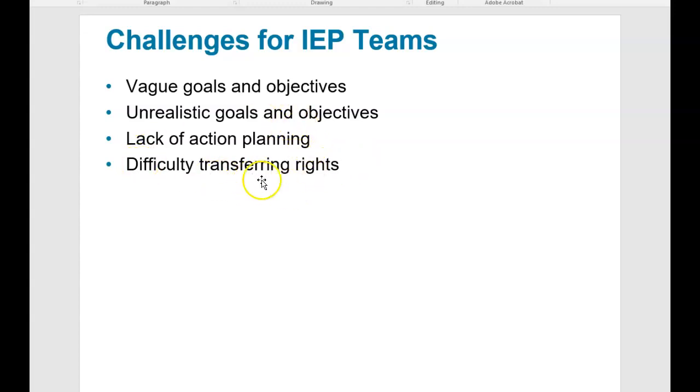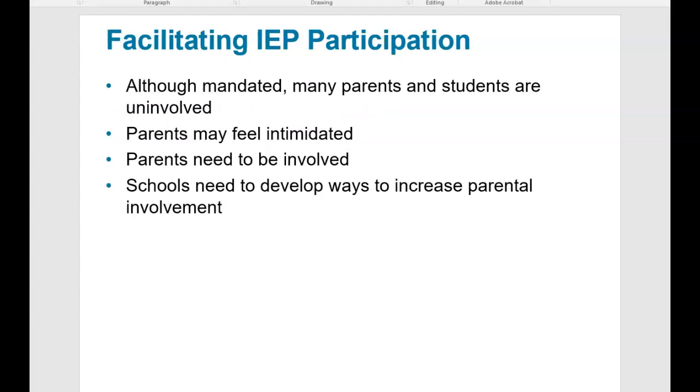And then also transferring rights again from the parents to the student, once they're 18 or 21 or whatever it is. Some parents might not want to give those up. So even though it's mandated, a lot of parents and a lot of our students are uninvolved in the IEP participation. We really want them to be involved at this grade level, right? Both parents and students. We need them to be involved so they can help plan for what my child is going to do once they leave high school.